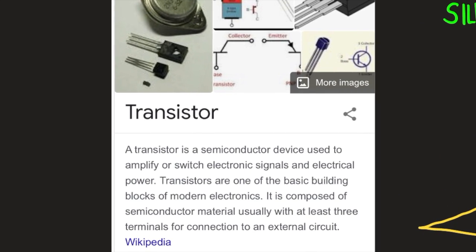What is a transistor, you may ask? So a transistor is a semiconductor device used to amplify or switch electronic signals and electrical power. Transistors are one of the basic building blocks of modern electronics. It is composed of semiconductor material, usually with at least 3 terminals for connection to an external circuit, according to Wikipedia. And these are some images of transistors.